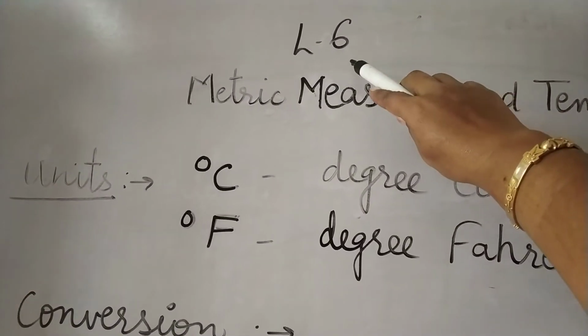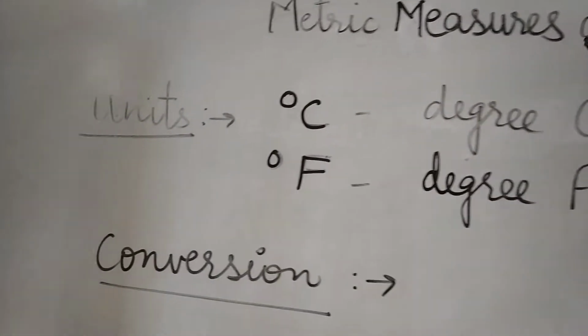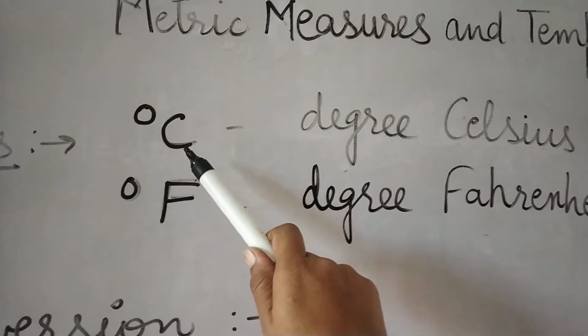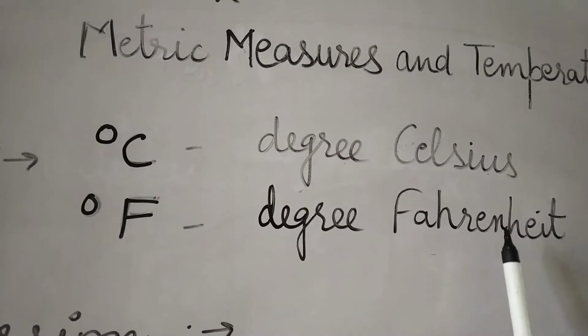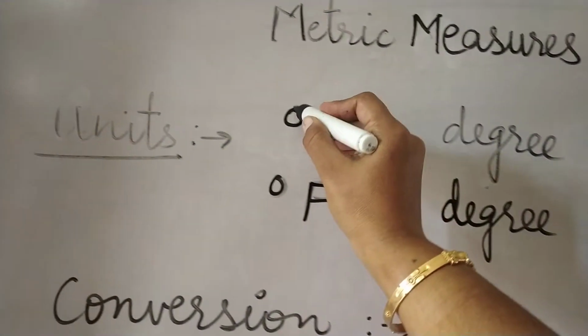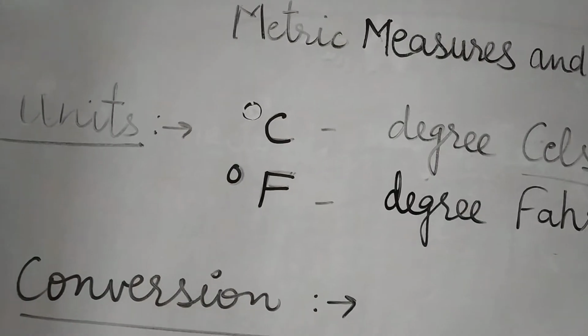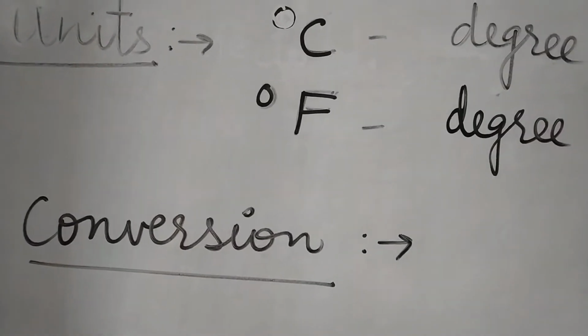Today we are going to study lesson number 6, that is metric measures and temperatures. Children, units of temperature are degree Celsius and degree Fahrenheit. Degree Celsius is denoted by this circle and C. This is called degree Celsius and this is degree Fahrenheit.